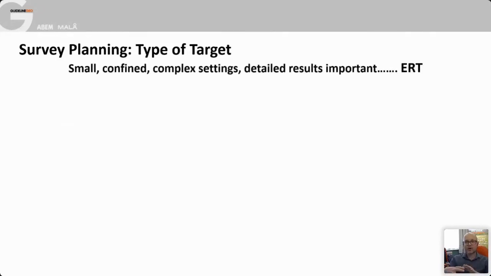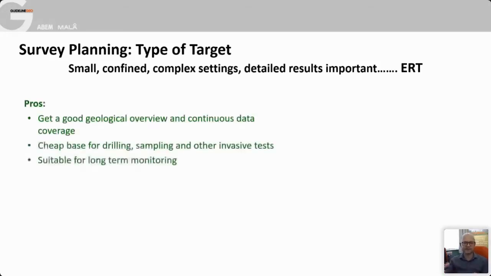If we're working in more complex geology, or the targets that we're looking for are more detailed, small, then we're automatically starting to think about ERT, because we have data in 2 dimensions at least, and we have much more detail, far more data points to play with. So the advantage is that we get a much better overview. It's also very good for monitoring.